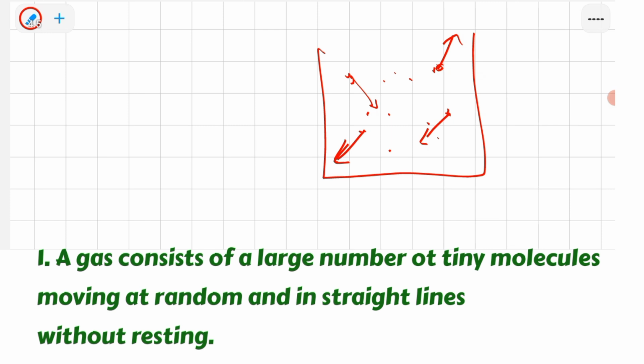So they move at random and they move in straight lines, not in curved form. Gases move in straight lines. Take note of that. And they are not at rest. That's what this first postulate is telling you.